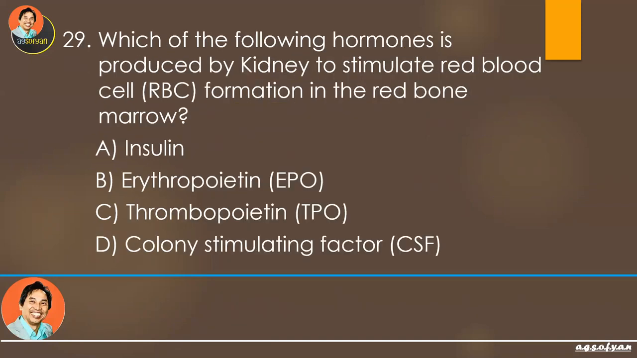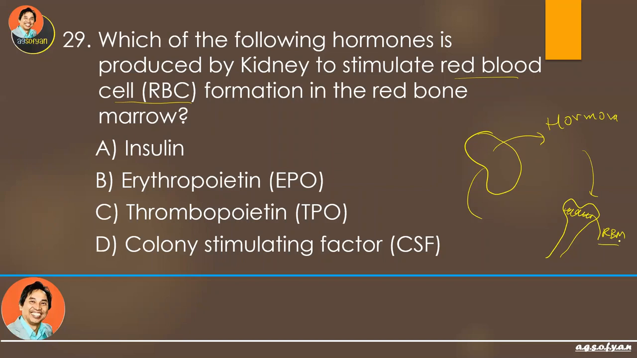Which of the following hormones is produced by kidney to stimulate red blood cell formation in the red bone marrow? A, B, C, or D? Kidney also produces a hormone, okay? And this hormone will go to our bone, to red bone marrow, and red bone marrow will increase production of one of the blood.